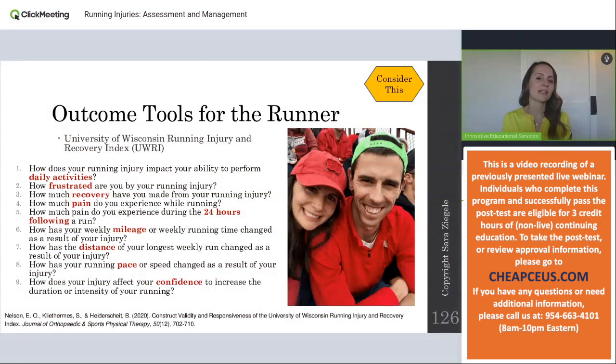So then finally, just to wrap up, our topic would be outcome tools for the runner. So if you're trying to identify whether your interventions are successful, we oftentimes see the ceiling effect in higher level athletes or runners. If you're looking at a lower extremity functional scale or using some of the other types of outcome tools, a lot of times there aren't a lot of questions related to high impact activity.